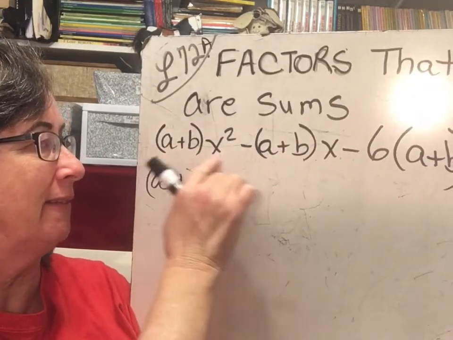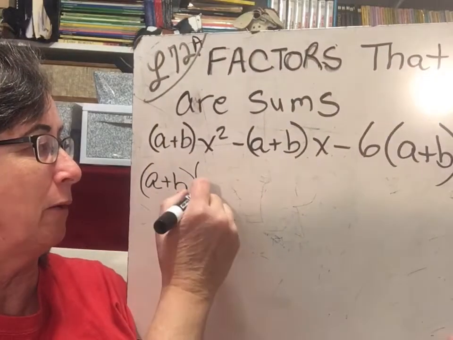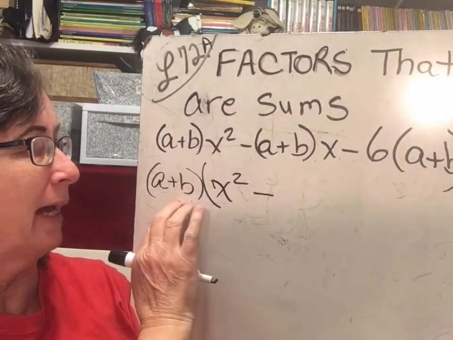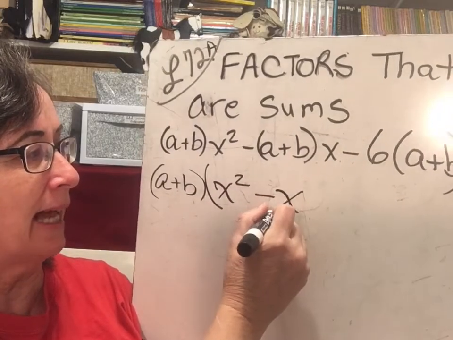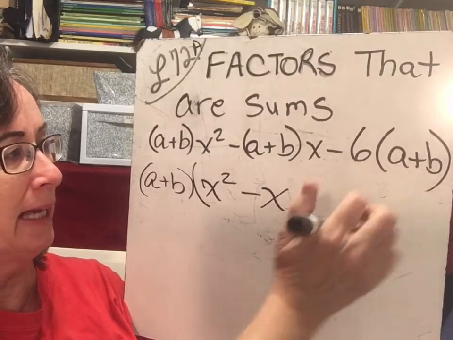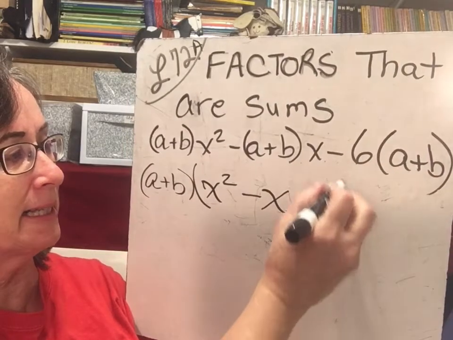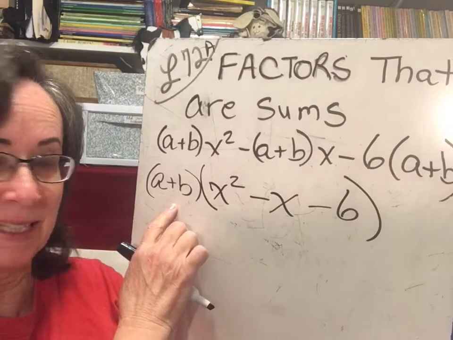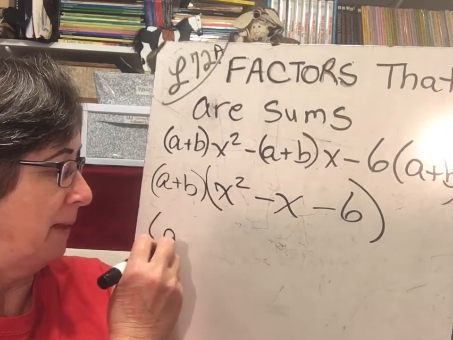If we divide this whole term by a plus b, we just get x squared. We divide this term by a plus b and we get minus x. We divide this whole term by a plus b and we get minus 6. And then we will factor and just leave this alone. So we're going to keep the a plus b.